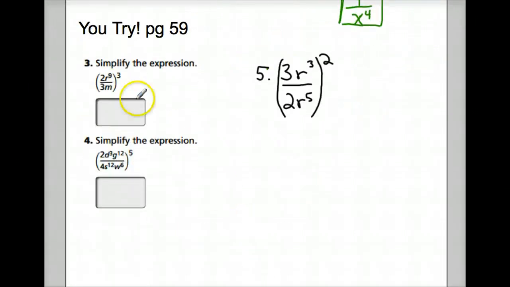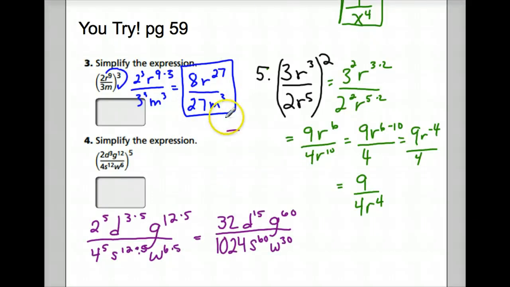All right, so now flip to page 59 in your student companion. And I want you to try what I'm calling the "you tries." It's 3 and 4. And I also want you to add 5. Of course, this 5 here is giving an emphasis on those negative exponents. So pause here and see if you get them right.